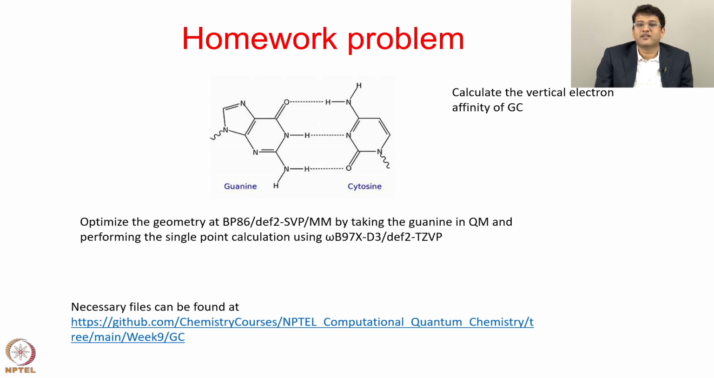And remember, here we are asking to calculate the vertical electron affinity. That means in the QM/MM calculation, you do not need to optimize both the neutral and the anion; it will be sufficient to calculate the anion only. And the necessary files, the PDB, PSF and the force field files, can be found at this link.